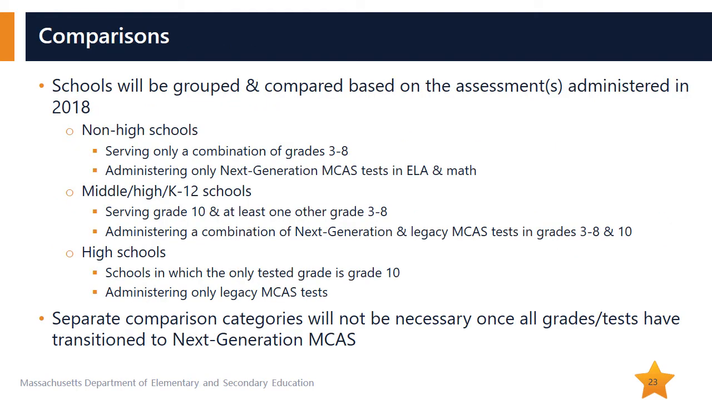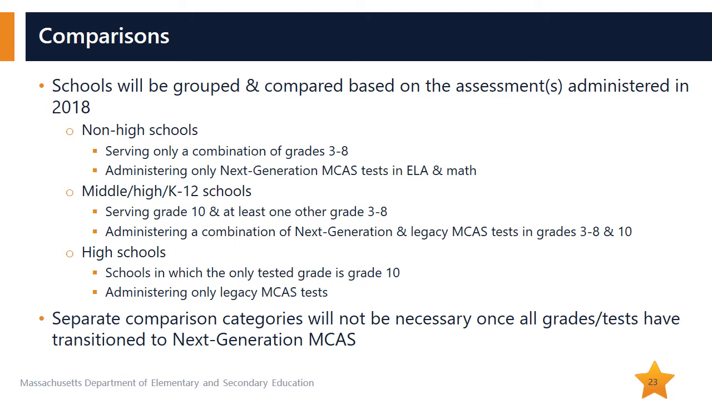When we compare schools for the purposes of calculating the accountability percentile, they must be grouped according to the tests that they administer, because we are still transitioning to the next generation MCAS tests in some grades. The next generation tests were designed in such a way that allow us to compare grade 8 results to grade 3 results. However, legacy MCAS results cannot be compared to the next generation MCAS results.